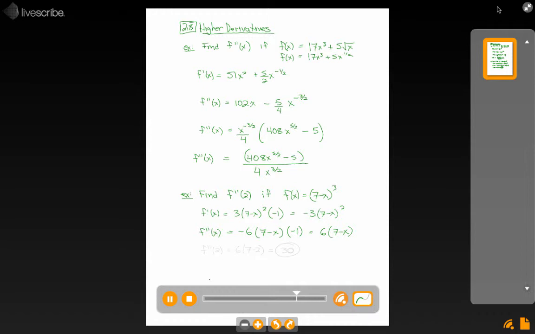Could multiply it out, but really a simplified version doesn't matter because what I'm supposed to do is put in a 2 here. Instead of f prime prime of 2, it's going to be 6 times 7 minus 2, which is 30.